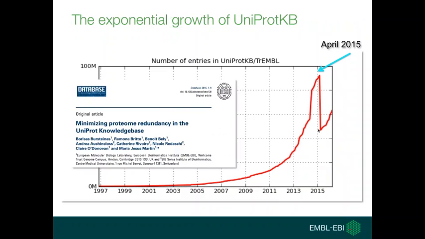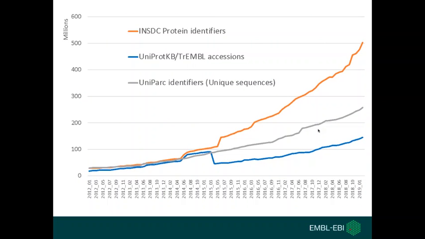If you want to read more about this, you can look at the paper that was published a year afterwards. And what happened after that? UniProtKB reduced in size. This was 2015, and the line in orange is the INSDC, which is all of the nucleotide sequence databases. This kept growing as usual. And as you can see, UniParc, which is all of the unique sequences in UniProt, as well as TrEMBL, have been growing since, but at a much more manageable rate.